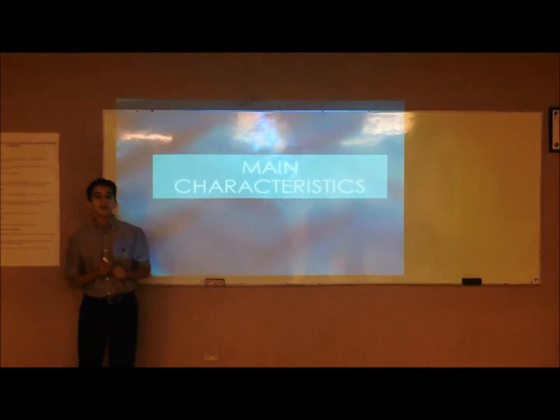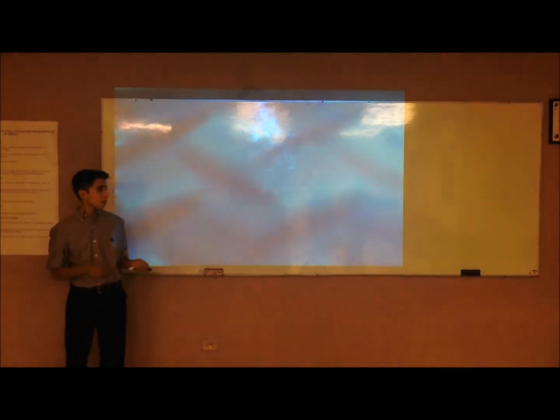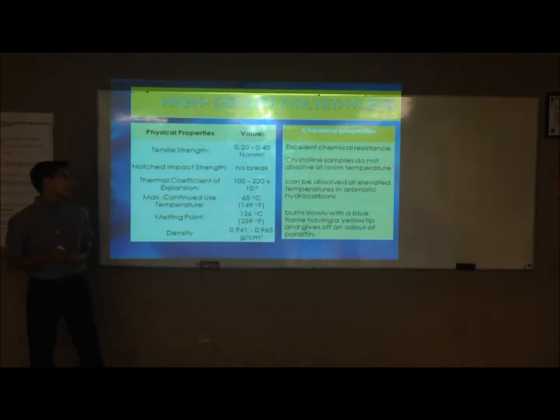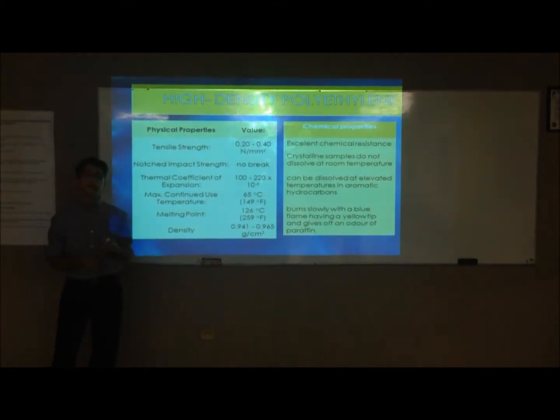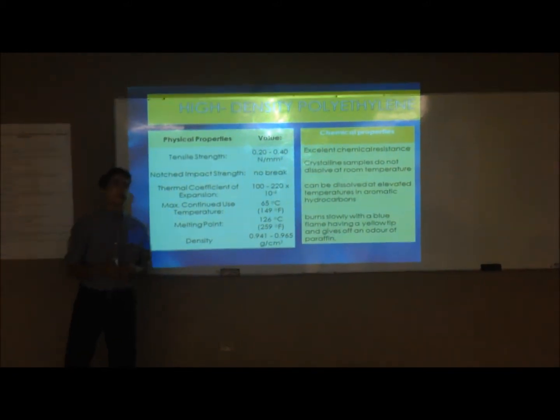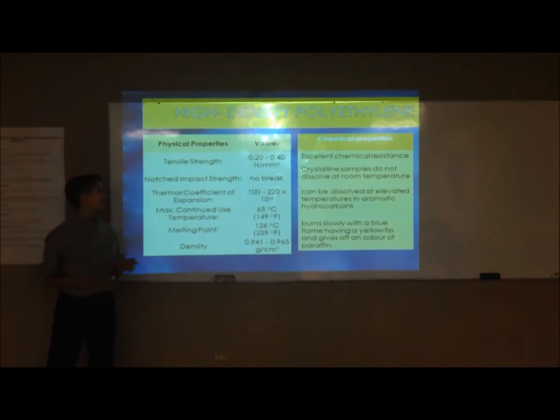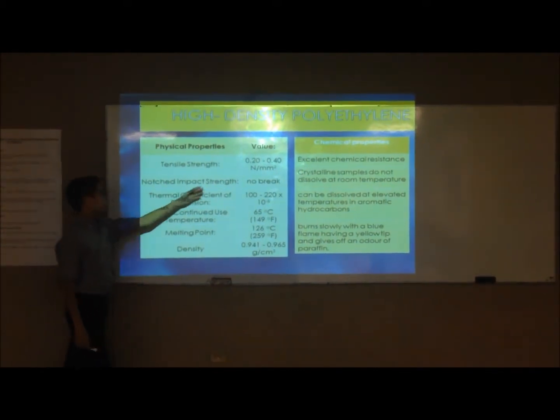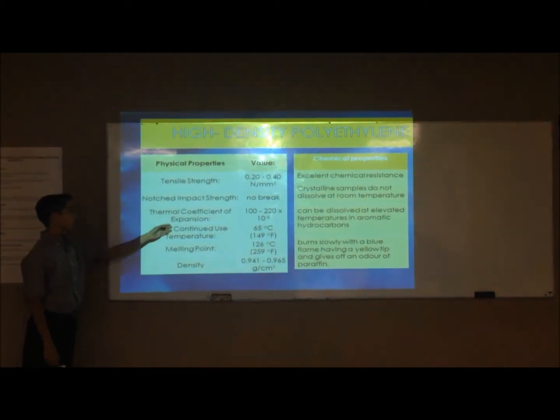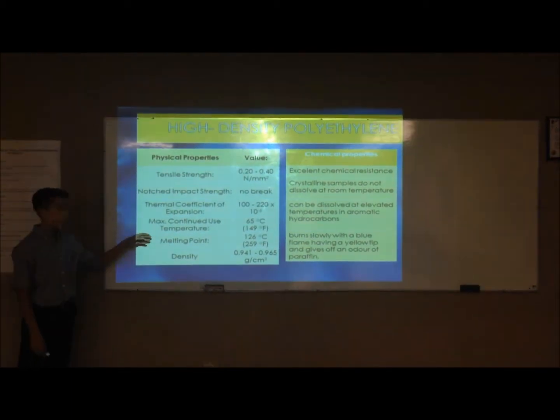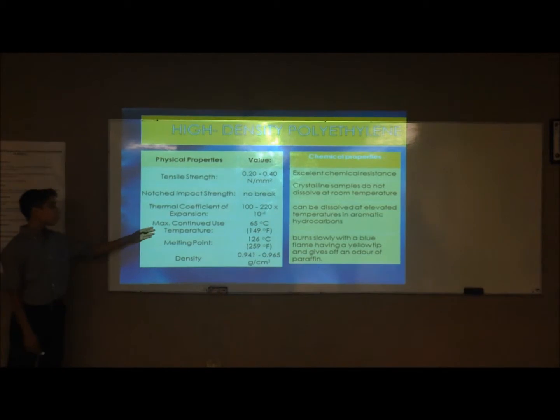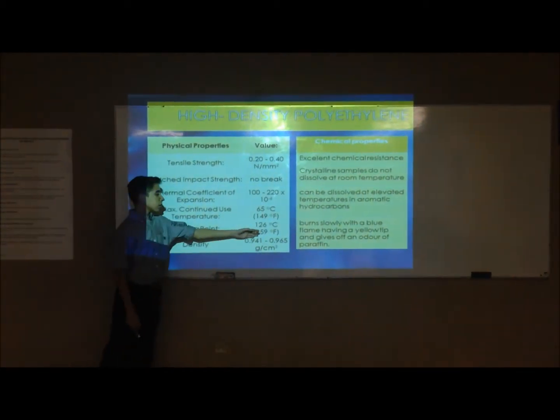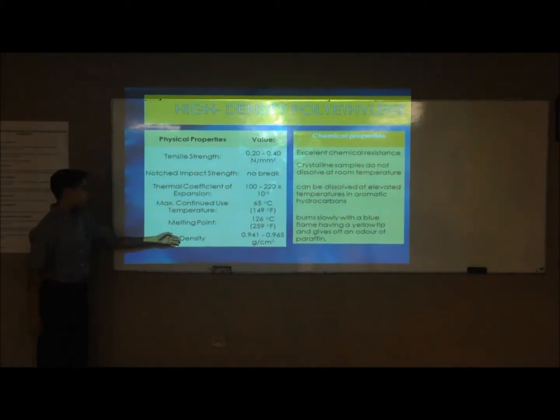Main characteristics of these materials. Okay, high density polyethylene. It has some physical and chemical properties. And the physical properties are tensile strength, notched impact strength, thermal coefficient of expansion, max continuous use temperature, the melting point that is around 126 degrees Celsius, and the density.